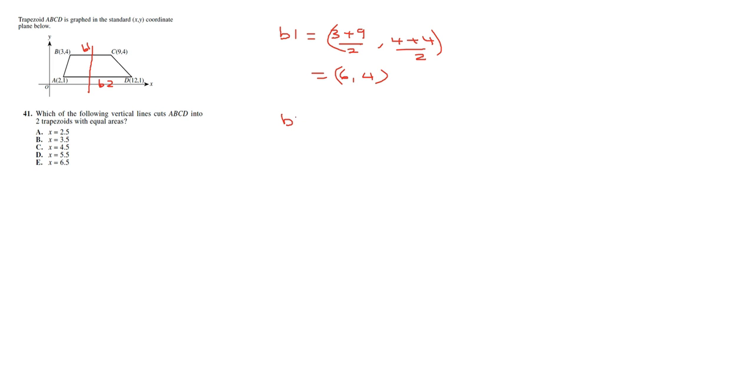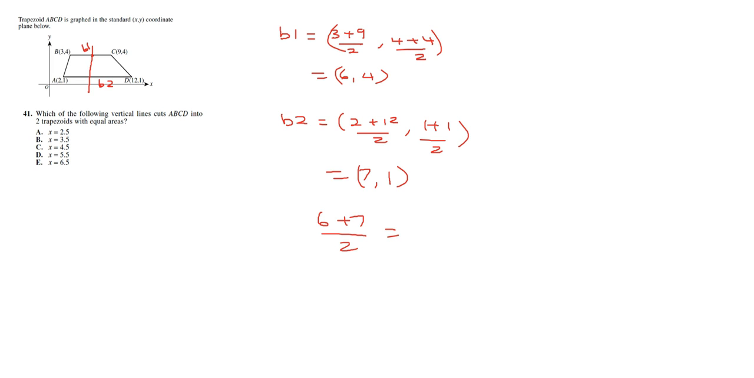Now B2 is going to be (2 plus 12) over 2, (1 plus 1) over 2. So that's going to give us 7, 1. So we have 6 on the top right there, and then we have 7 at the bottom right here. So the midpoint there will just be the average, because we're looking for a vertical line, so it's going to be on the x-axis, so it's going to be (6 plus 7) divided by 2.